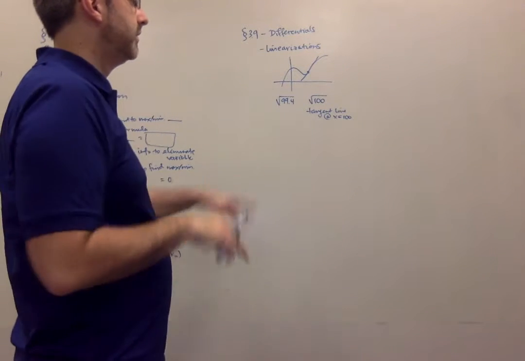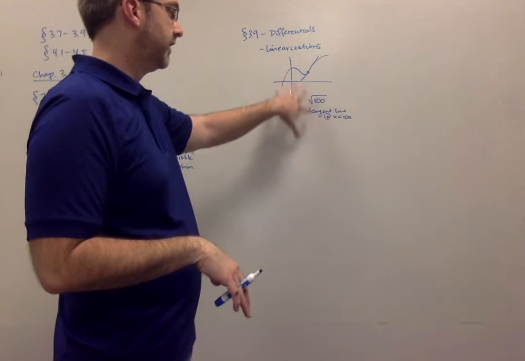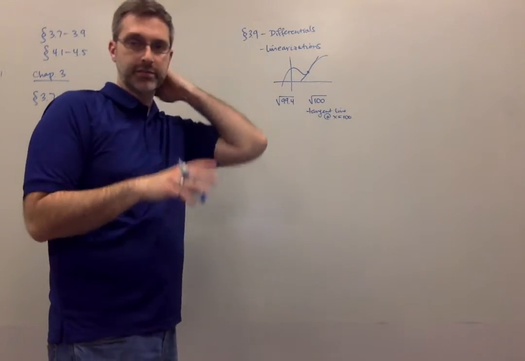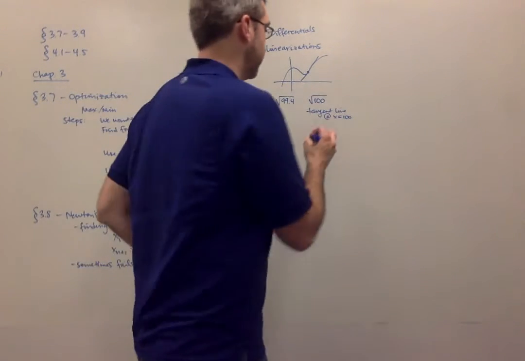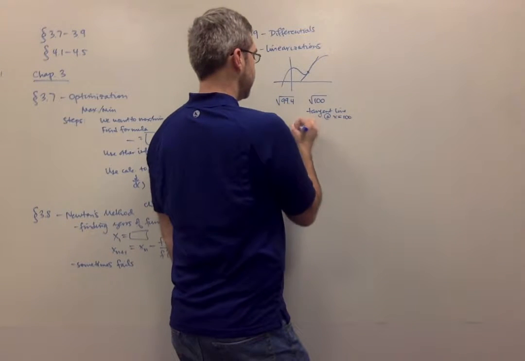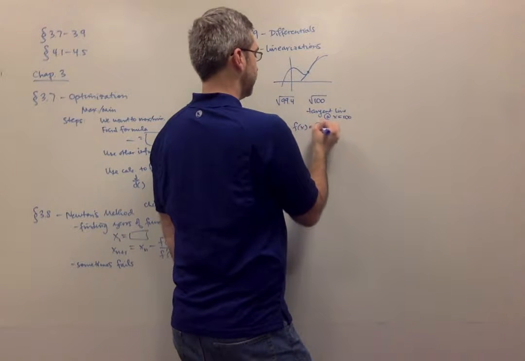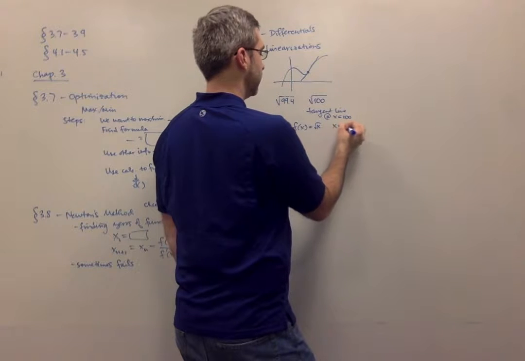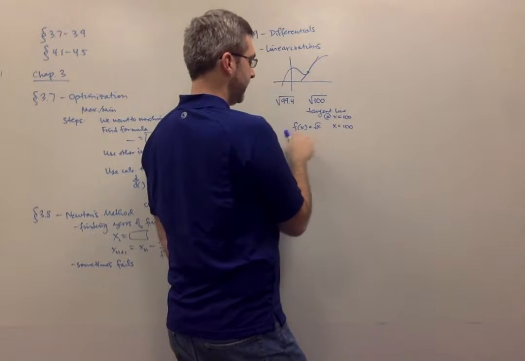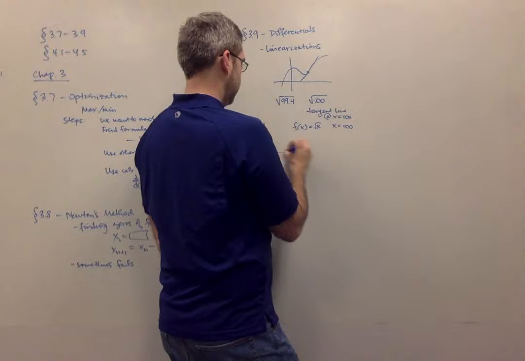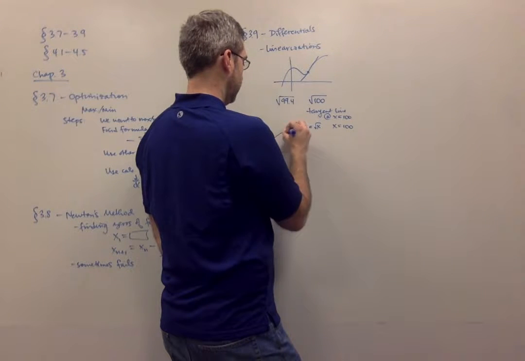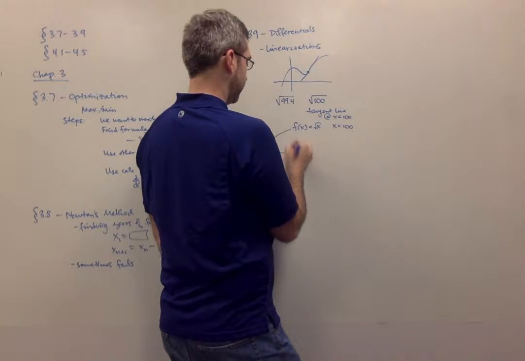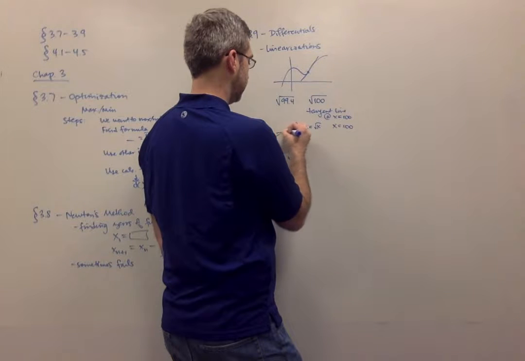So let me do this example here, because it's probably been a little while since you've looked at these. If I take the function square root of x, and then I look at x equals 100, let's find the tangent line to square root of x at x equals 100. Okay, here's that tangent line.